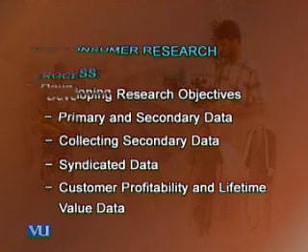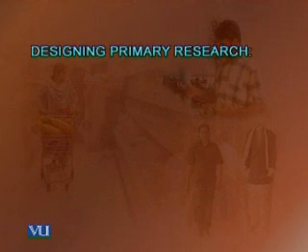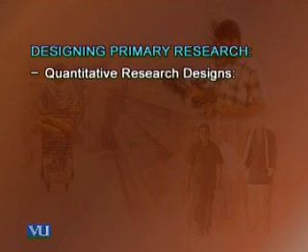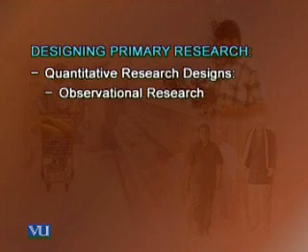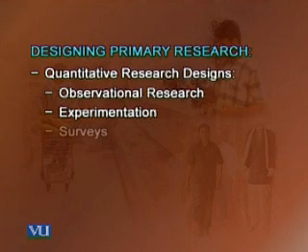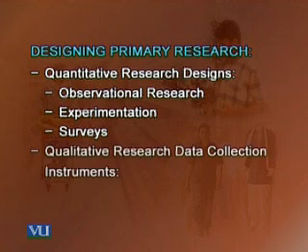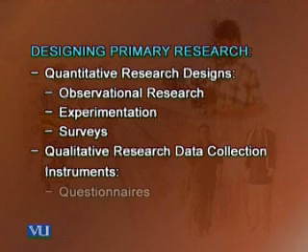The third topic of the chapter is designing primary research. In this main topic, we will discuss quantitative research design, observational research, experimentation, and surveys. We will then discuss the qualitative research, data collection instruments, as well as methodologies. And in that, we will discuss questionnaires and attitude scales.